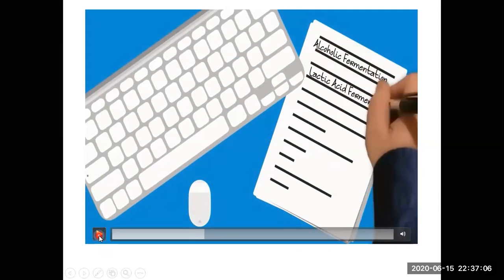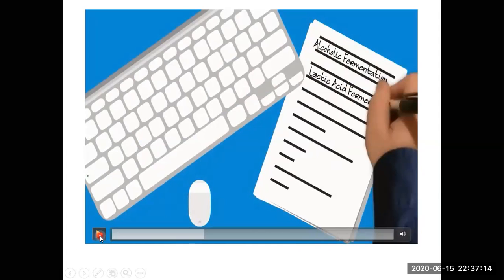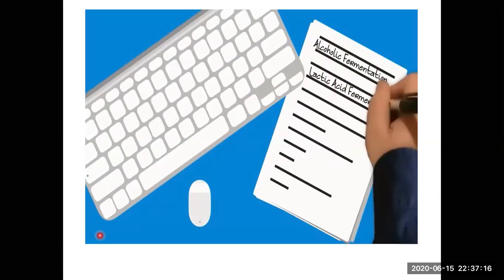Now, why is anaerobic respiration less efficient as compared to aerobic respiration? The reason is that anaerobic respiration is giving us only 2 ATPs, while aerobic respiration is giving us 38 ATPs, as we have already studied.